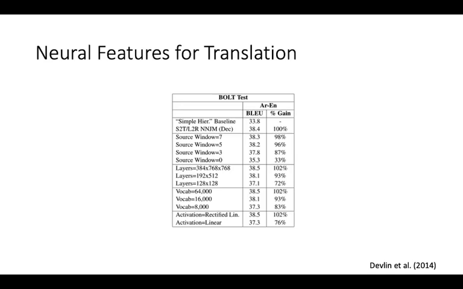However, we know that for neural models, when we have more parameters, we can actually get better performance. In 2014, Devlin actually used a recurrent neural network model to do the translation. It basically goes through the source sentence with an LSTM model, and then passes the last hidden state to the decoder. The decoder is also an LSTM model. It tries to predict the next token given the source information and the previous target tokens.